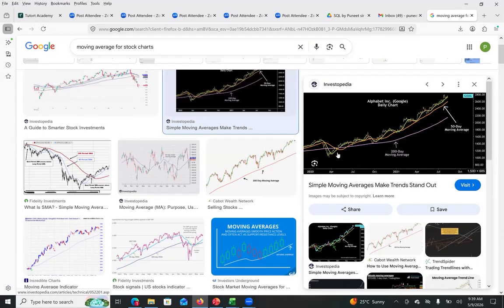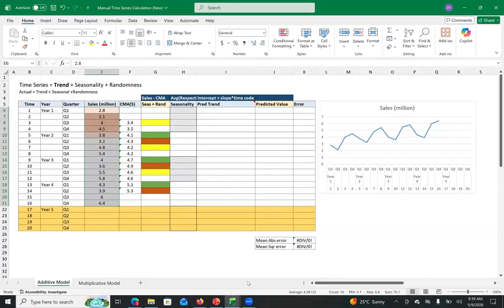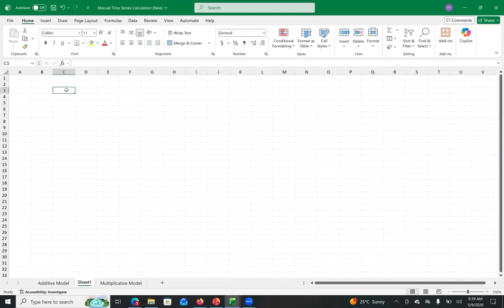Here, because we are doing the analysis on already available past data, we can use centered moving average. So there are two types of moving average. Let me show you. Maybe let's say sales is there.